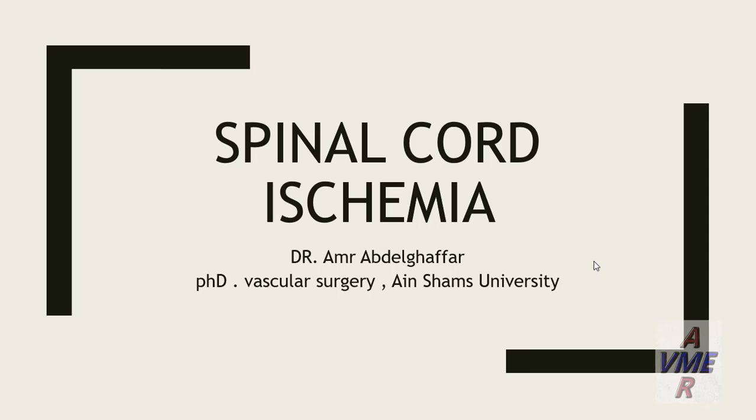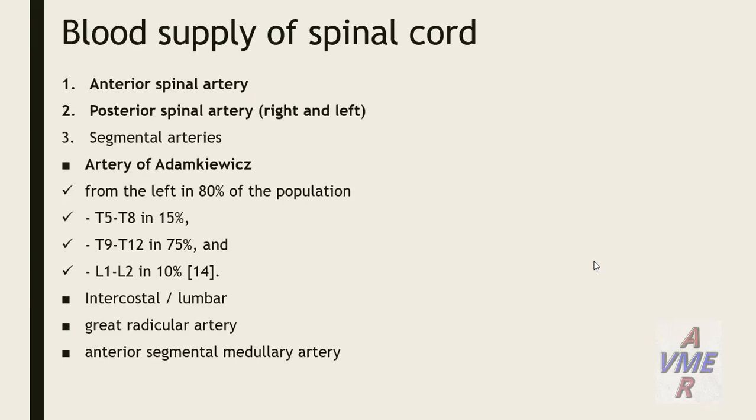Good evening, everyone. Today we have a very important lecture on spinal cord ischemia, and we have 10 tips to protect against spinal cord ischemia and subsequent complications. First, we have to start by talking about the blood supply arteries of the spinal cord. We have the anterior spinal artery, the right and left posterior spinal arteries, and the segmental arteries.